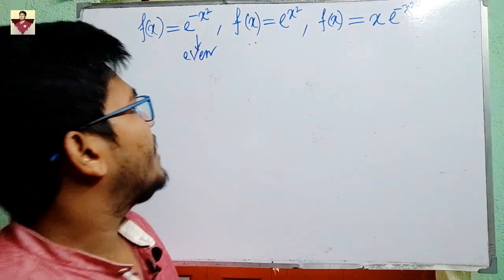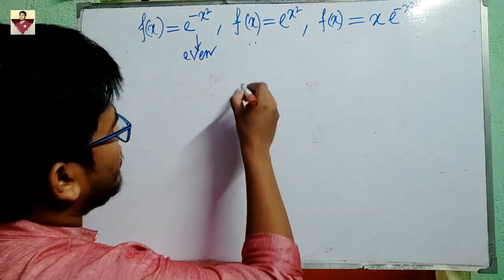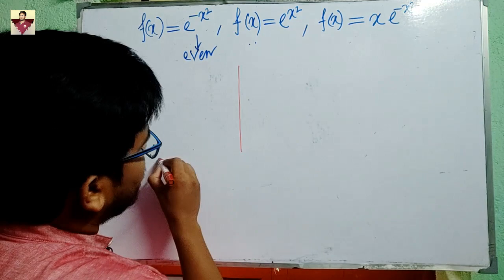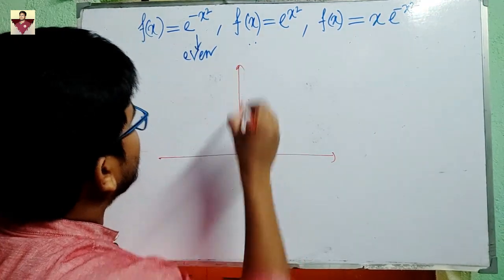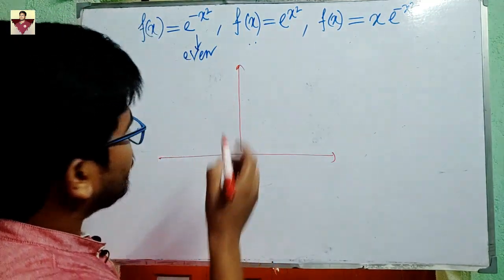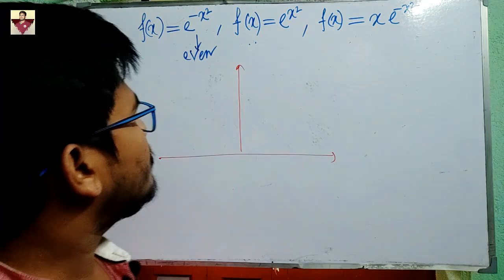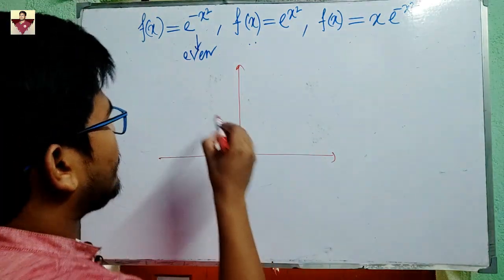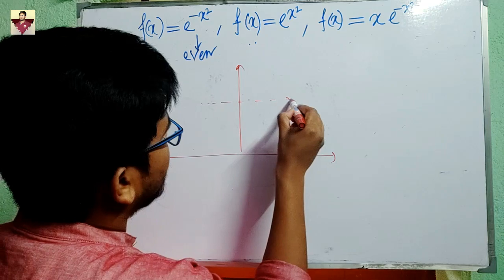Equal to e to the power x square, then it will also be exactly the mirror image of e to the power minus x square, provided the mirror plane will be at y equal to 1. So it is the line y equal to 1.